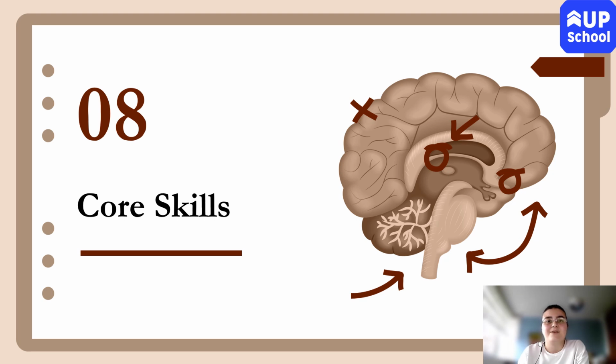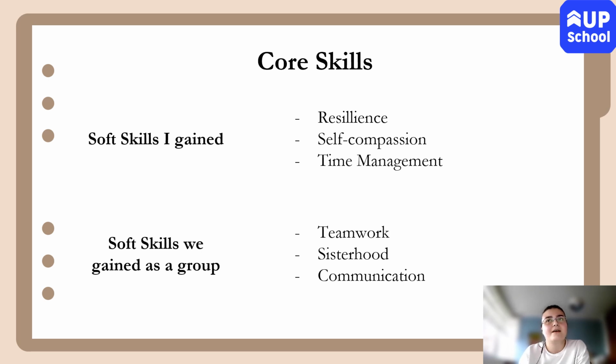This is the end of my presentation. From here, I will talk about what Upschool has given me. The three most important things I gained during the course were resilience, self-compassion, and time management. The first is resilience. Whatever you do, never stop. I believe this more now. I am a person who doesn't like to give up, and Upschool pushed me harder and showed me that I should pass this on to other people.